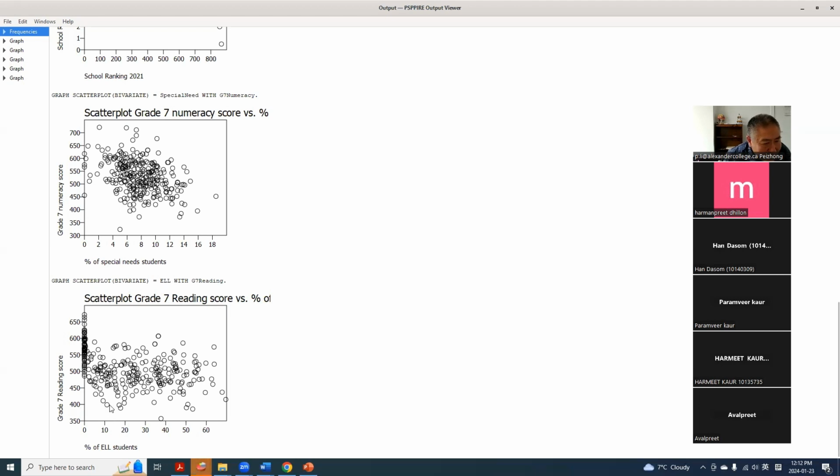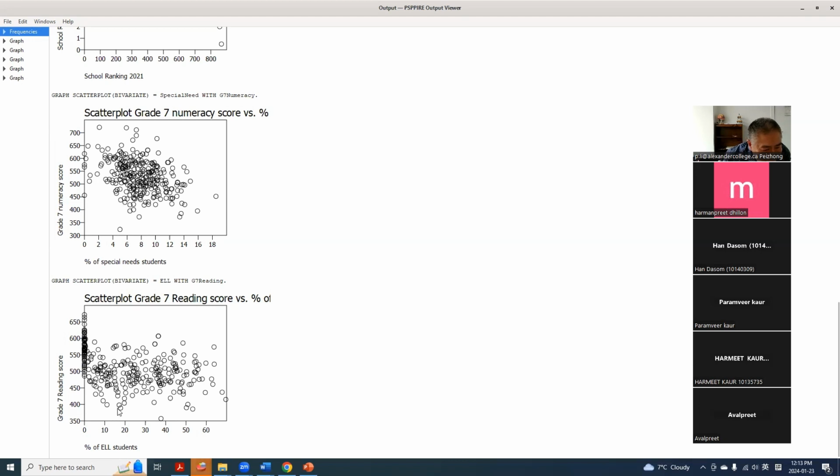Some of them have poor scores on reading, but some of them have high scores on reading. And then these schools, 50% of students take EL classes. Some of them have poor reading scores. Some of them have high reading scores. So it doesn't matter what percent of English language students you have.